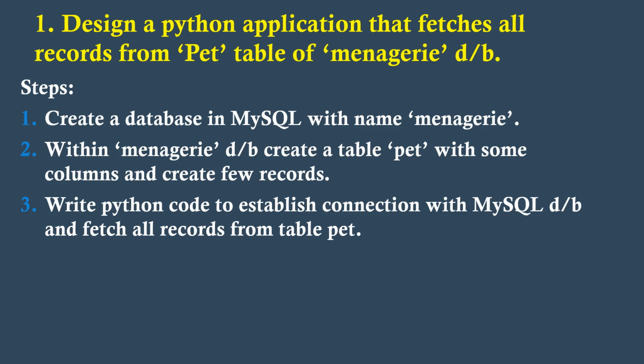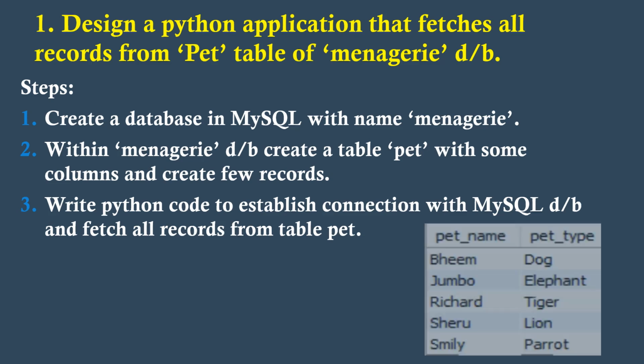So these are the first things that you have to do before writing the Python program. Now you have to write the Python code to establish the connection with your MySQL database and fetch all the records from the table PET. So here in my MySQL database, I have created this table called PET, and you can see the screenshot of that one. I've created just two columns, pet name and pet type, and I've given some names and some types. So this is how you can create your PET table, and you can have more column names and you can populate it with more data.